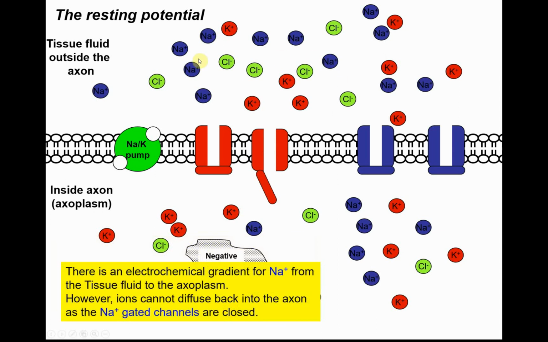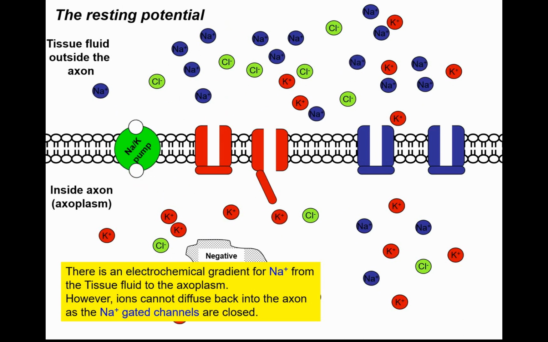But there's also an electrochemical gradient for sodium ions, and actually both the concentration gradient and the charge gradient are from the tissue fluid into the axon. So the sodium would diffuse, if it could, into the axon down its electrochemical gradient, because it's positively charged out here and negative in here, so the sodium ions will be attracted to opposite charge, and there's a higher concentration of sodium ions outside than inside. However, because the voltage gated channels for sodium are closed, sodium ions cannot re-enter.